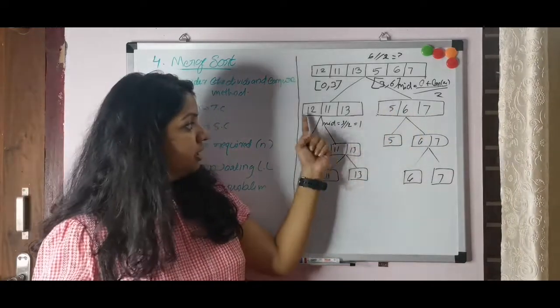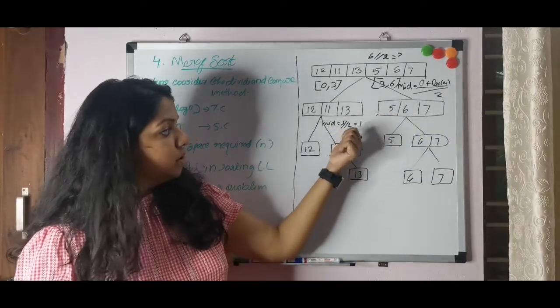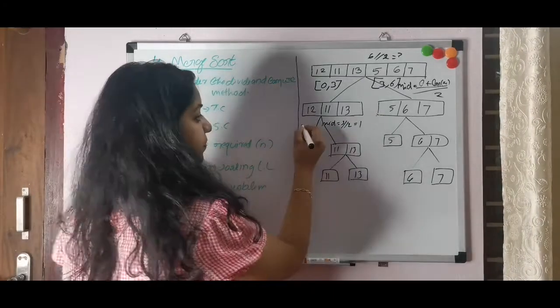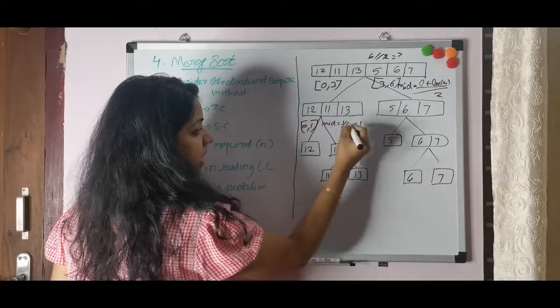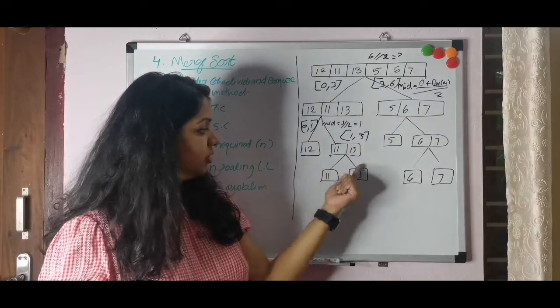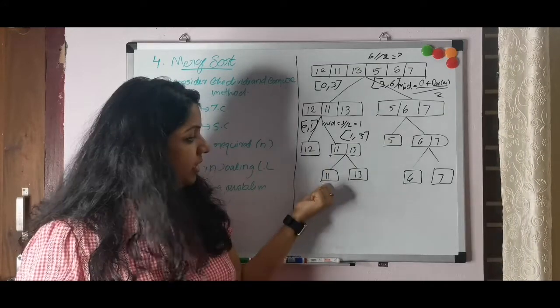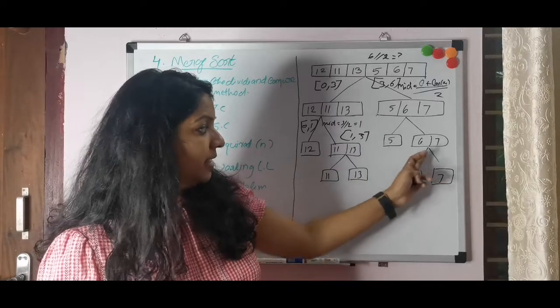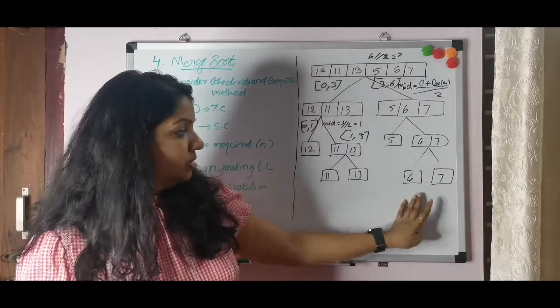And then here you can see this is 3. 3 divided by 2 equals 1. That means it is dividing from 1. That means 0, 1, and here 1, 2, 3. So 12, 11, 13, which is again divided into 11 and 13. And here you can see 5, 6, 7. Then again 6, 7 is divided into 6 and 7.